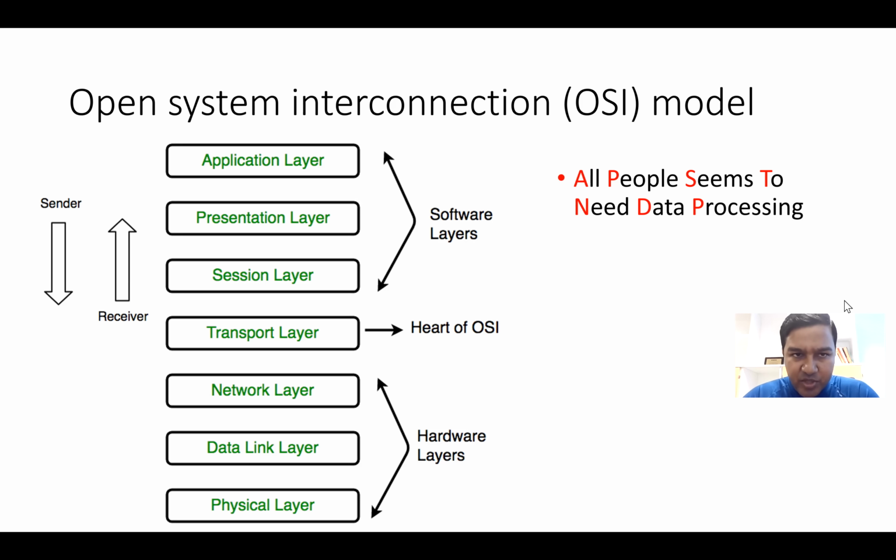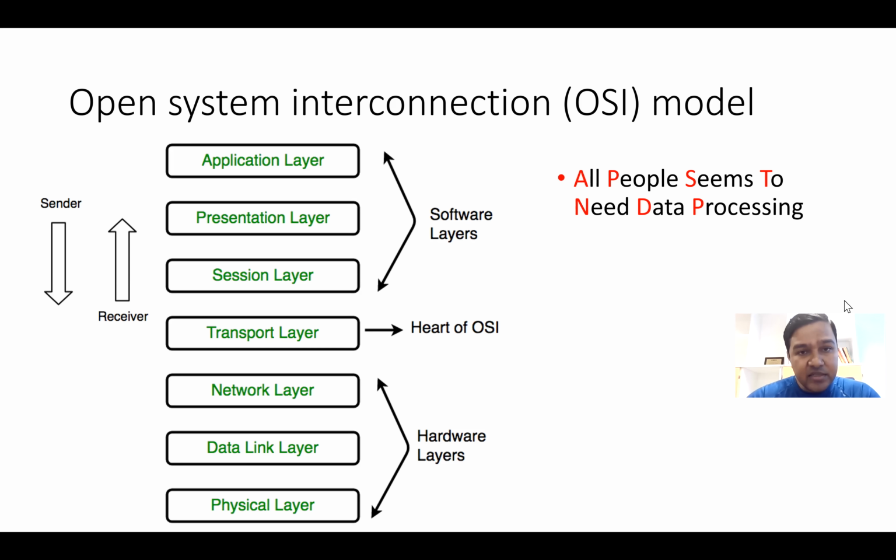So basically, in the open system interconnect model, there are 7 layers: application layer, presentation layer, session layer, transport layer, network layer, data link layer, and physical layer. Easy to remember will be "All People Seem To Need Data Processing." So A, P, S, T, N, D, P. That's how we can remember it.